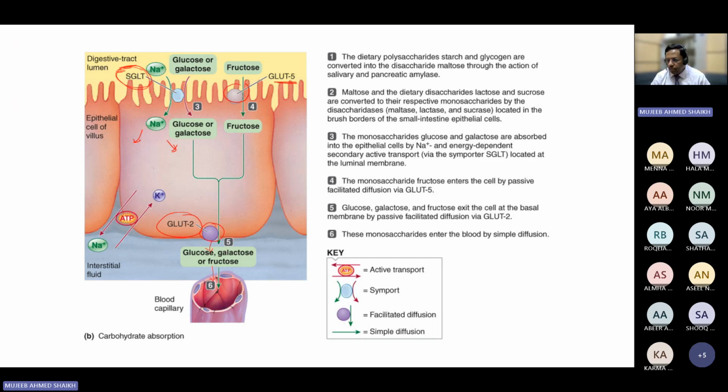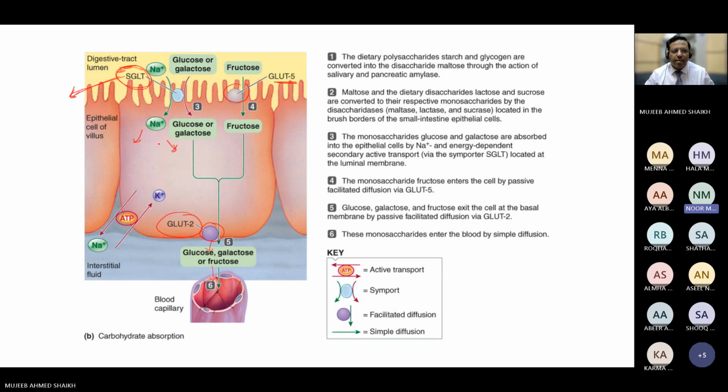Now you may be asking why remember all these things. Why remember SGLT? Just remember that glucose is transported like that. Can anyone guess why I am telling you all these details? Why do you have to remember SGLT, GLUT2, GLUT5? You can remember only the process, but why the specific ones?